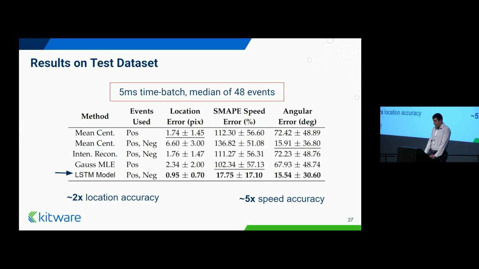However, what's more impressive is looking at the speed error, which is 18%. And this is over 5 times more accurate than the next best model. And this highlights the uniqueness of our approach in that we can extract more information from this event distribution than you could normally do with intensity centroiding algorithms.